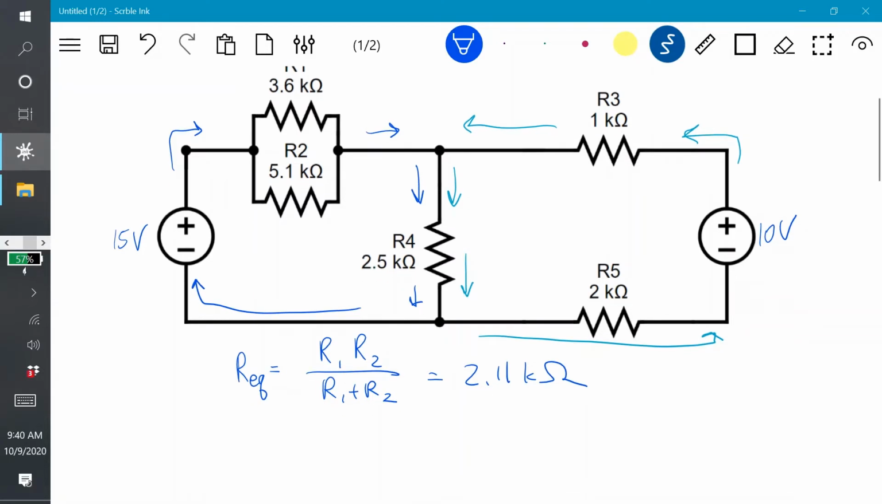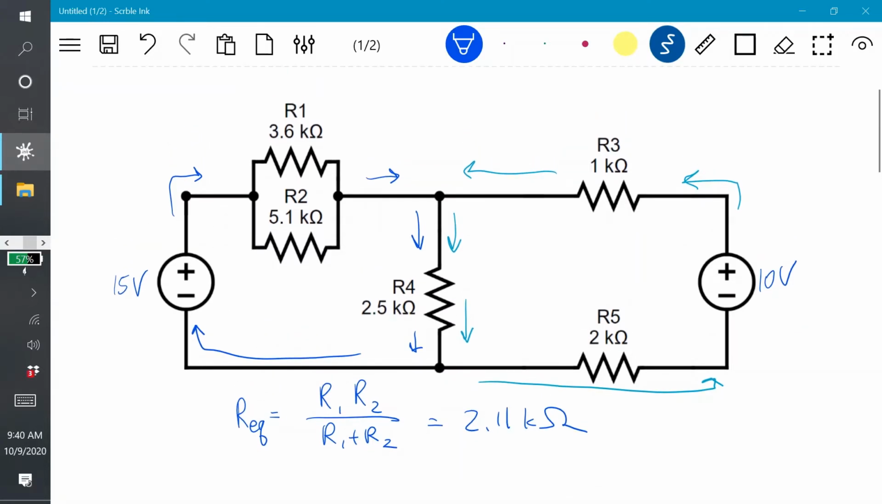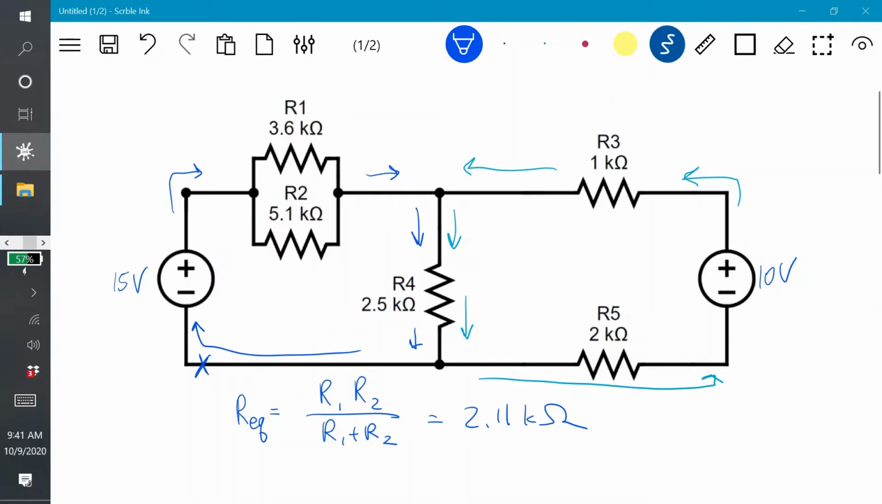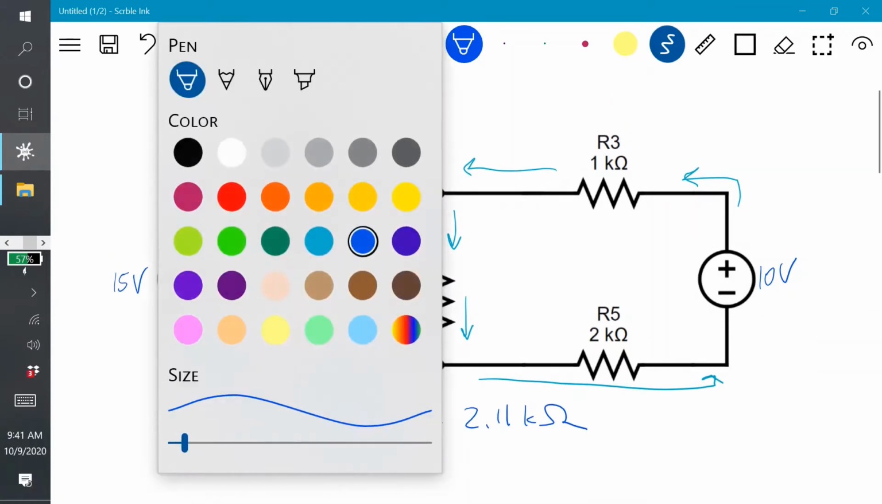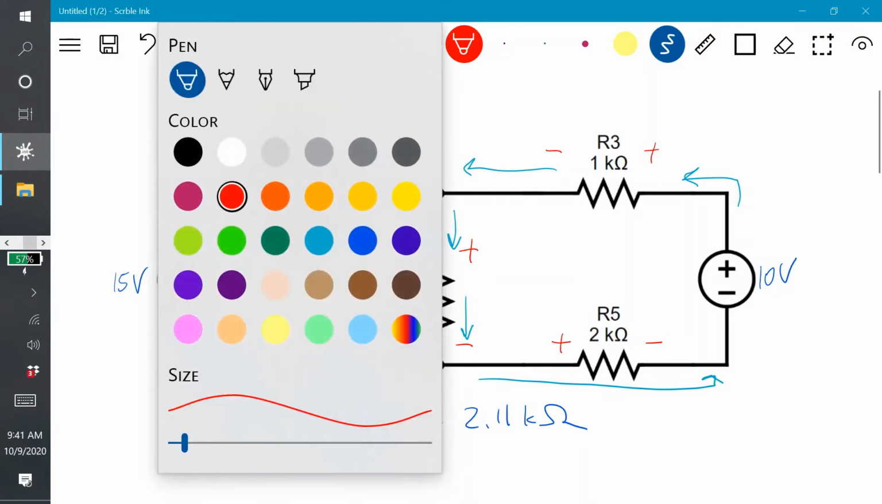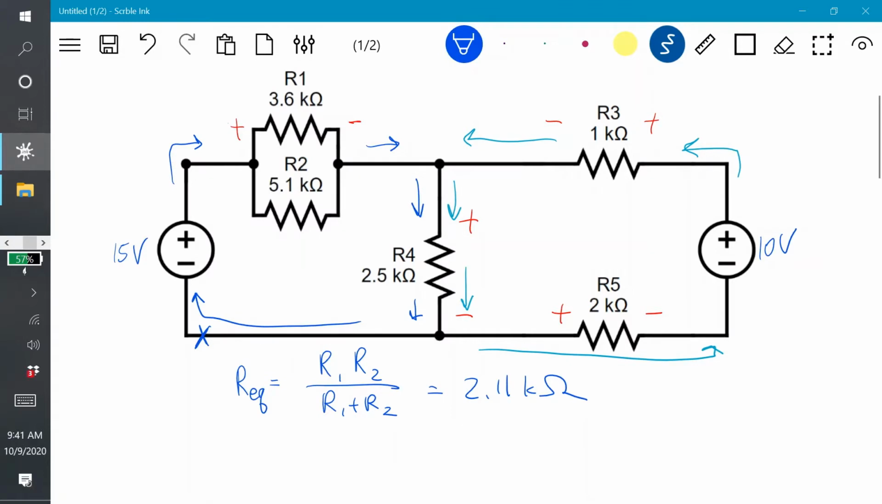Okay, great. Now that we've simplified that, let's write the KVL for the left loop. So starting off, let's start walking from here. I'm just going to write some arbitrary positive and negative signs on here just to make things simpler. They're completely arbitrary. Here we go. Oh, wait. This should be positive and negative. All right, so this will just make things simpler for us.